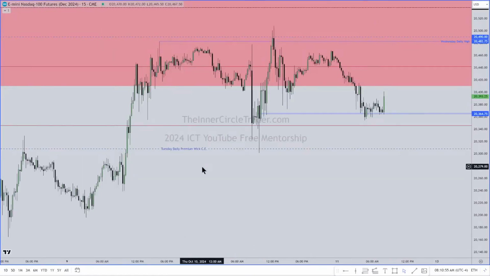All right, so this is a 15-minute time frame. So right away you can see the Tuesday daily premium wick consequent encroachment level. So no, it's a mouthful. You can see it trading down into that. And what else is in close proximity to that level at the time that price trades down to it? What do you see? You see that gap right here?